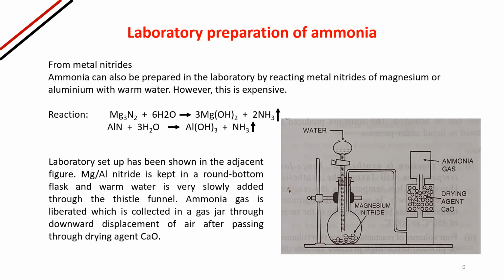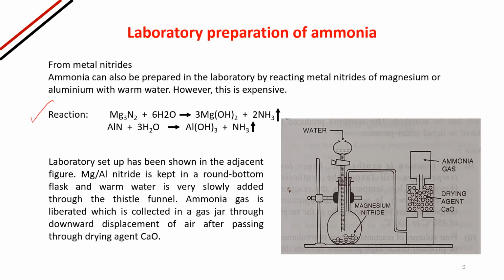Ammonia can be prepared in the laboratory from metal nitrides. Magnesium nitride and aluminum nitride, both can be used for the preparation of ammonia in the laboratory. But why are we not using them? Because they are expensive. See the reaction here.